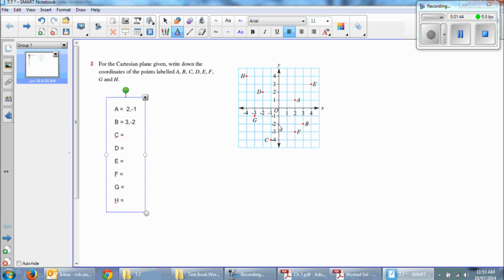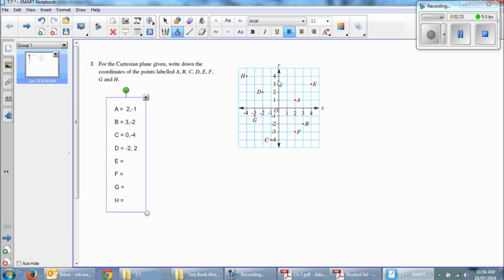For C, okay, on the x-axis we have 0. Okay, so if it's on the line it's 0, the point of origin, and on the y-axis it's got a point of -4. Then for D, here on the x-axis we're at 3, and on the y-axis we're at +2. So I'll let you do the rest of those, E, F, G and H.